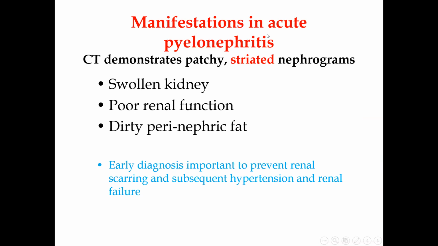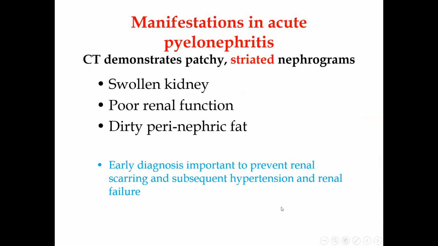Acute pyelonephritis has a striated nephrogram. Remember, the kidney can become swollen. It can have poor renal function. Urea and creatinine levels can become deranged in the acute setting. And on CT, you would see that the fat around the kidney becomes dirty. So perinephric fat stranding is there.